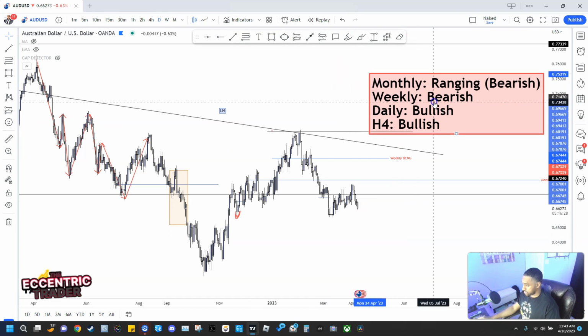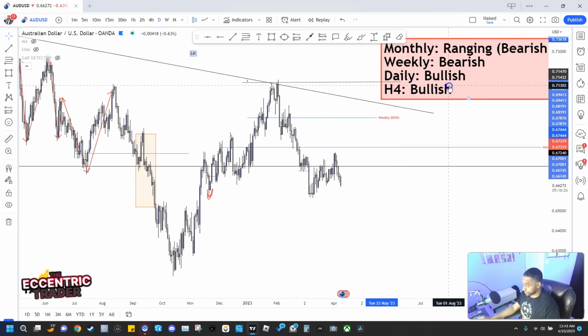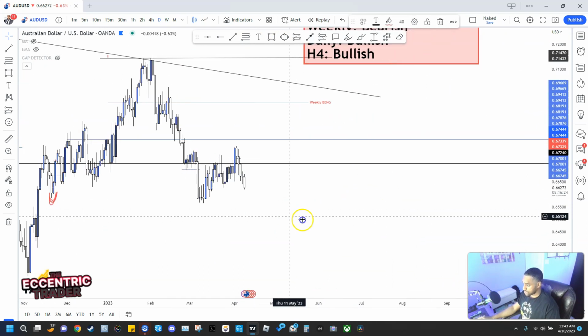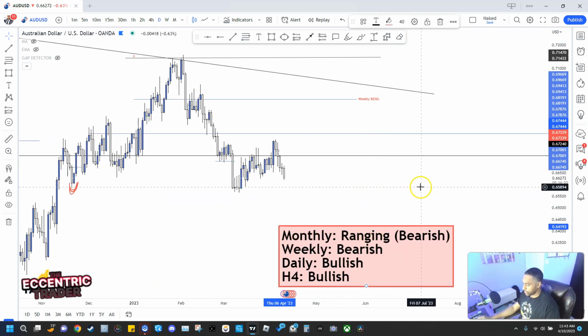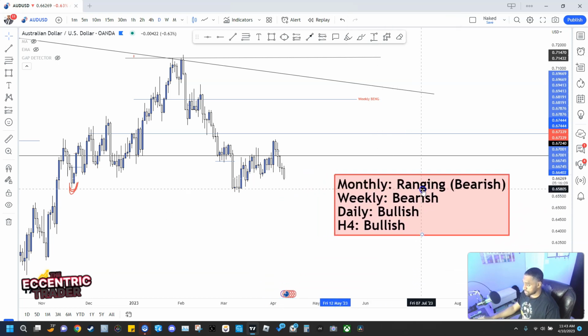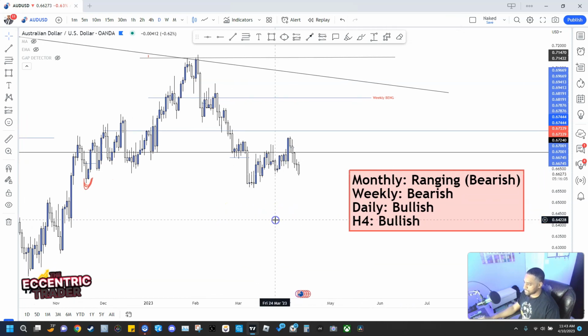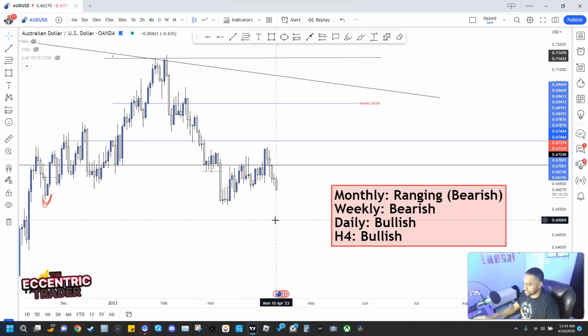All right. So as you can see, it's getting a little, I don't want to say choppy, but we're at this level. We're at the bottom of the range on the monthly time frame. So, we can expect price to do some outlandish stuff. Yeah, so you got to be careful at this area, right?